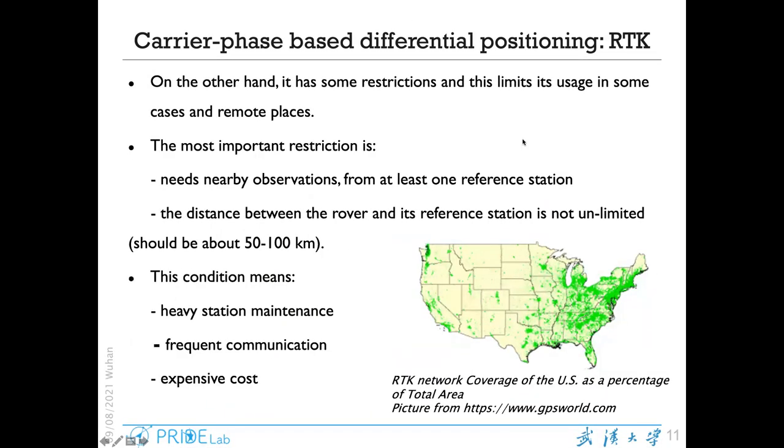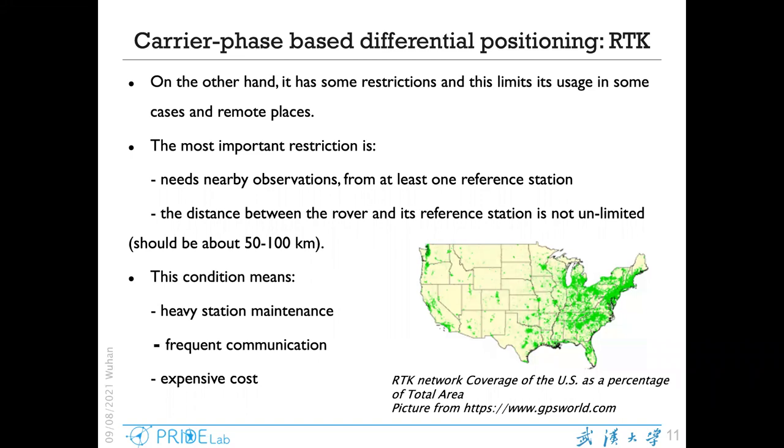This map shows the CORS stations, I mean the reference stations, established across America. So you see a lot of stations in the eastern part of America. Why do we need to establish so many stations around America? Because you have to make sure that all reference stations can cover the areas with a lot of people. And then the stations need to be very close to your rover station, I mean the user station, before RTK positioning efficiency can be achieved.